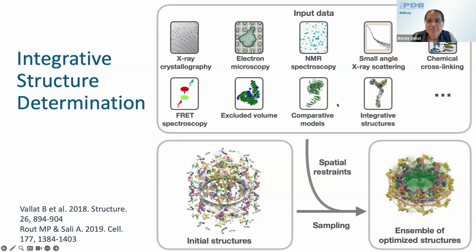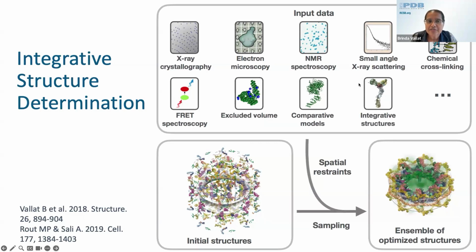Integrative modeling involves combining data from multiple experimental methods, and it includes X-ray, NMR, EM, and other methods like small angle scattering, chemical cross-linking, Förster resonance energy transfer, FRET spectroscopy, electron paramagnetic resonance, hydrogen deuterium exchange. These are other biophysical methods and proteomics methods that contribute data to integrative modeling.